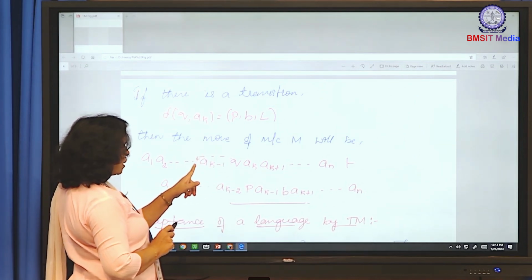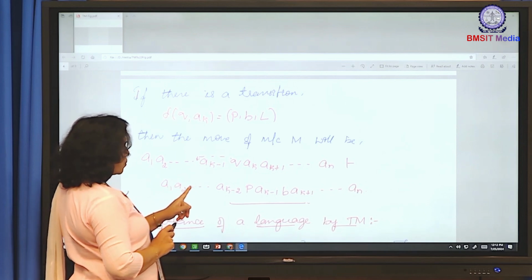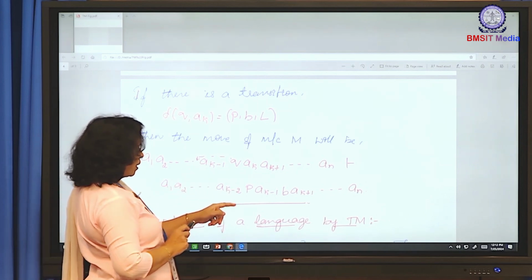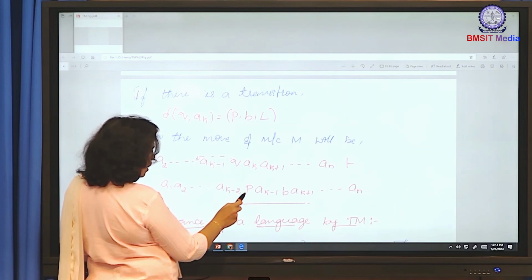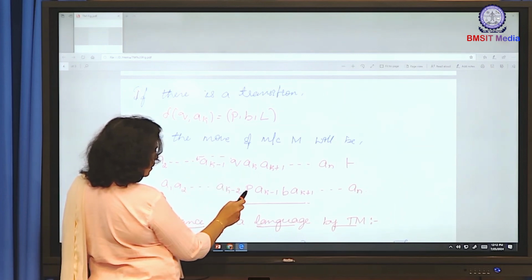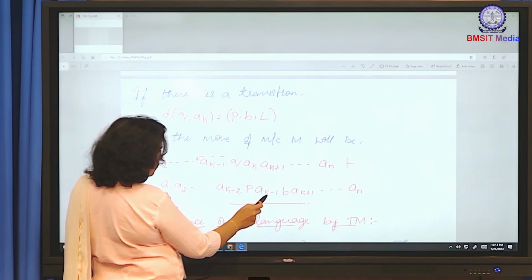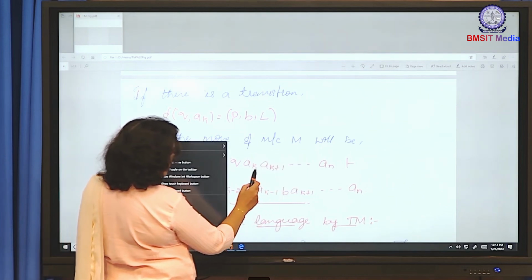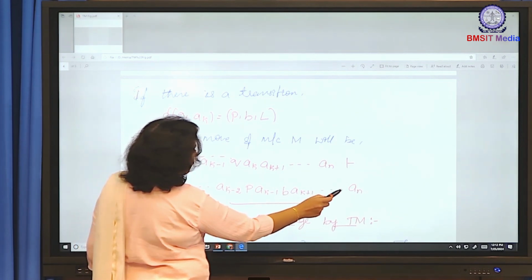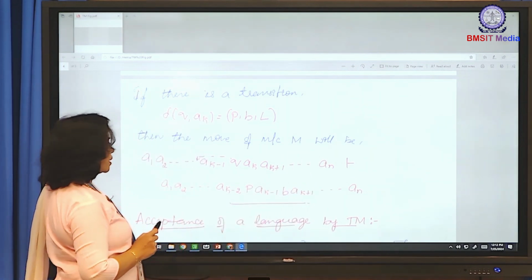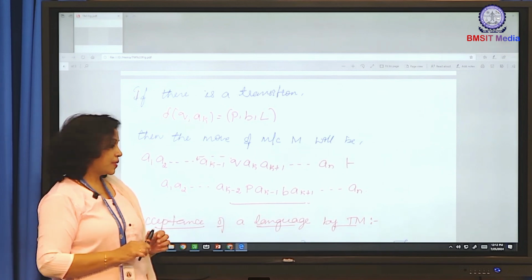So what is here? AK minus 2. So A1, A2, so on up to AK minus 2. After AK minus 2, head comes. Q has become P. Now we have AK minus 1. Then this has become B. Correct. So B, AK plus 1, so on up to AN. So that is how the move works.